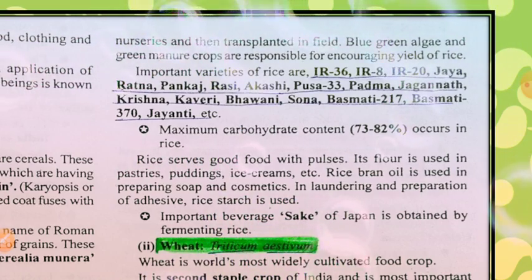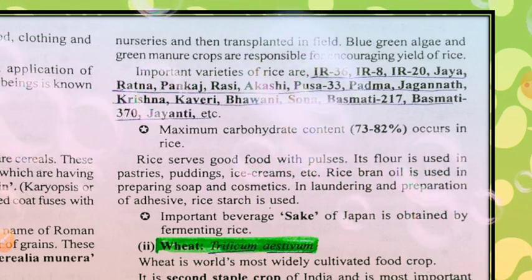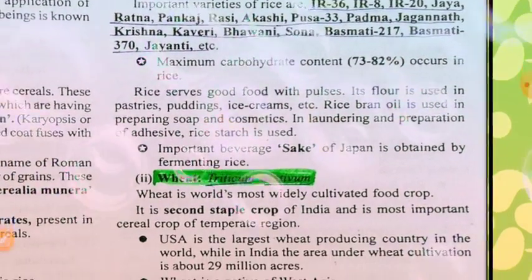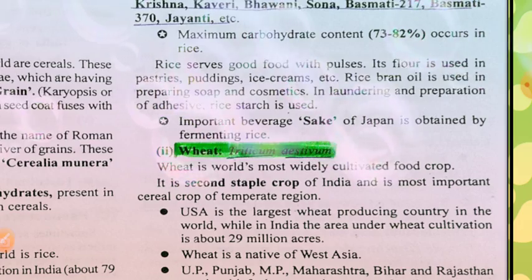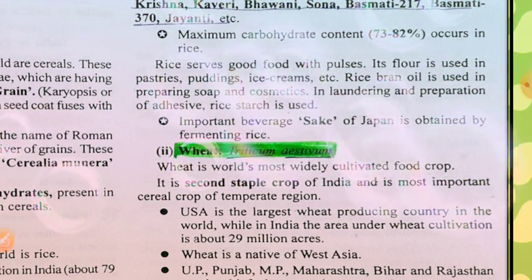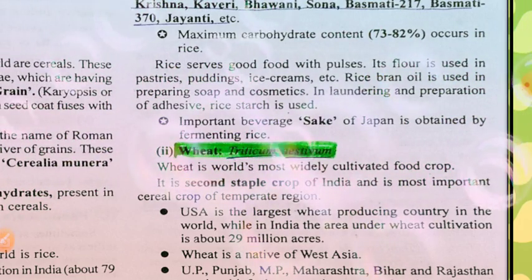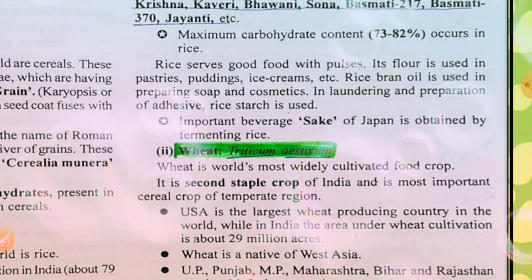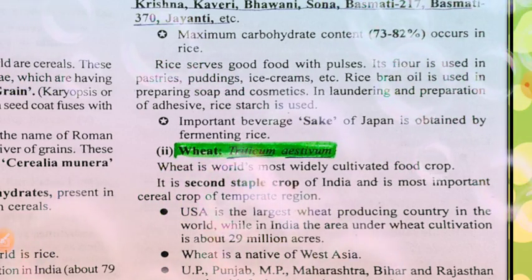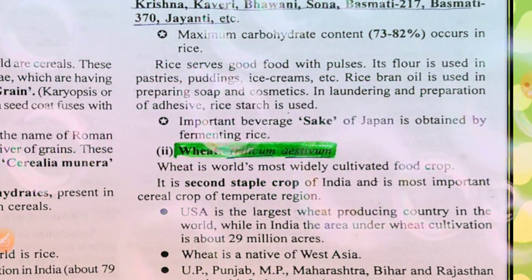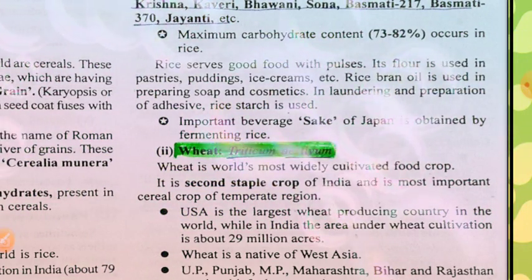The maximum carbohydrate content in rice is 73 to 82%. Rice is served as good food with pulses, and its flour is used in pastries, pudding, ice cream, etc. And rice bran oil, have you seen rice bran oil? It is a refined oil, and it is used in preparing soap, cosmetics, and also mainly for our cooking, and this is derived from rice. In laundering and the preparation of adhesive, rice starch is used. An important beverage like the sake of Japan is obtained by fermenting rice.